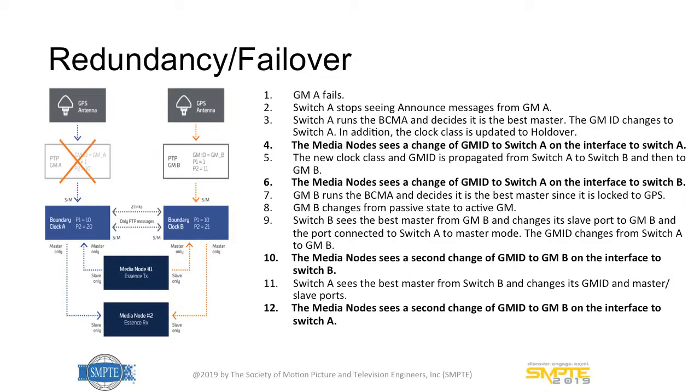The other grandmaster is going to say, I'm locked to GPS. My priority one field is better than yours. I'm going to become the grandmaster. So then this process is going to reverse. And then the media node is going to see the grandmaster ID change to grandmaster B. And then it works its way back. So here, a slightly different failure case. In the first, you're going to see one grandmaster ID change. Here, you're going to see two.